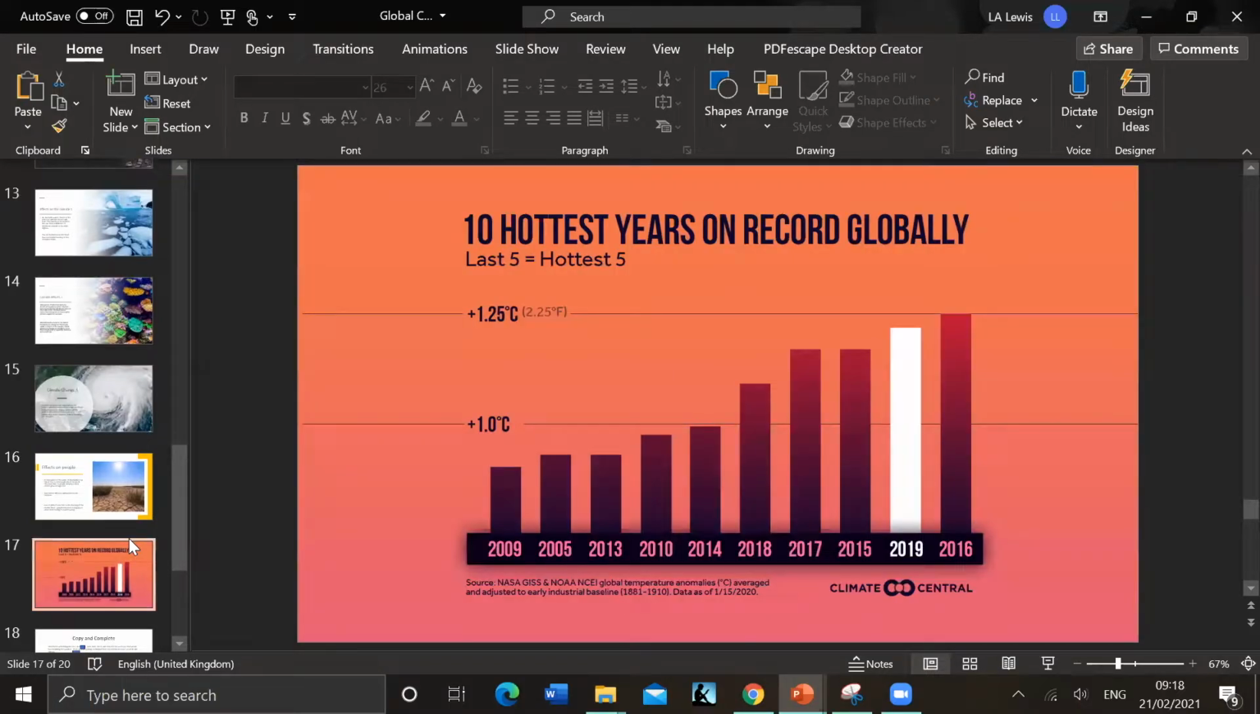Okay, so let's have a quick look. So a bit more evidence. So the 10 hottest years on record globally have all been in the last 20 years. Okay, so 2019, the year just before last. I think we're still getting the data in for 2020, so this is our latest records. Yeah, data as of that. Okay, so 2019 is one of the hottest, but they've all been fairly recently the hottest years on record.